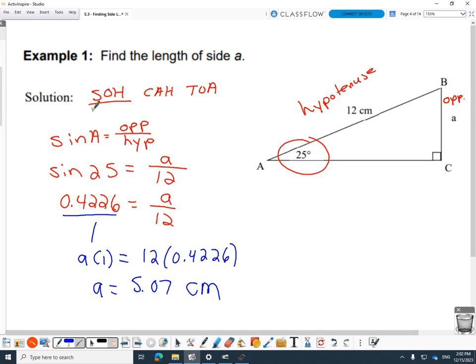Oh, find the other side of the triangle. It says find the other side now. What's this side called? It's not called opposite. Adjacent. Yes, it's also called little b.